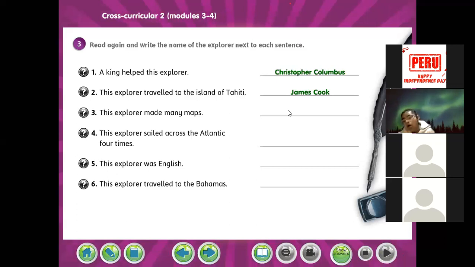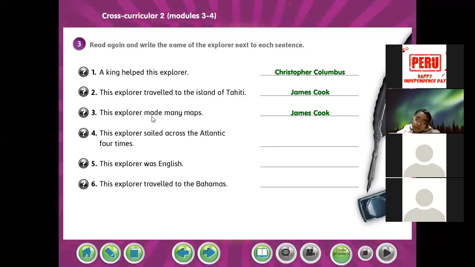Camila, please, who? Yes, James Cook, very good. The characteristic of James Cook is that he made maps. Christopher Columbus, no. Okay? These explorers sailed across the Atlantic 4 times. Cross the Atlantic Ocean. The Atlantic Ocean is from America to Europe. That is the Atlantic Ocean.